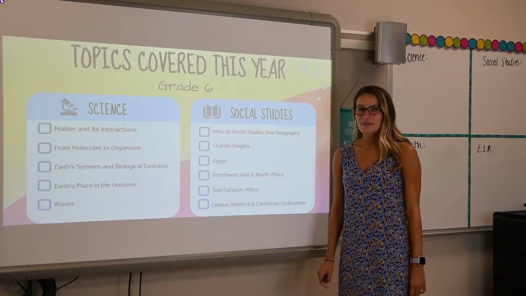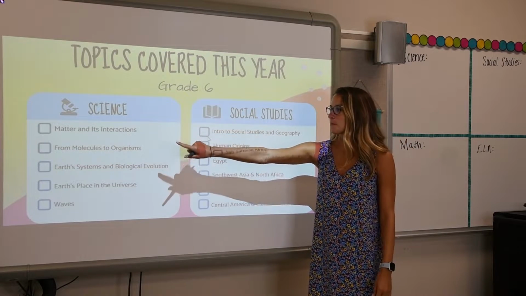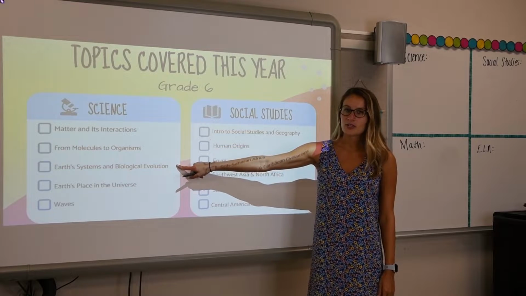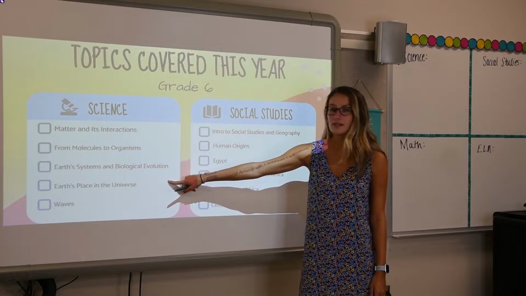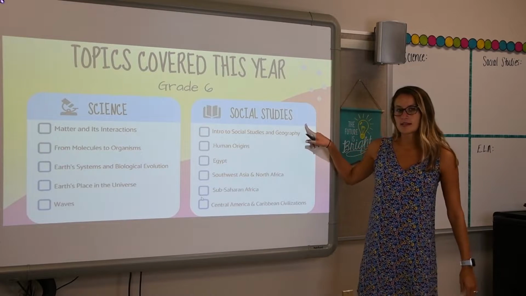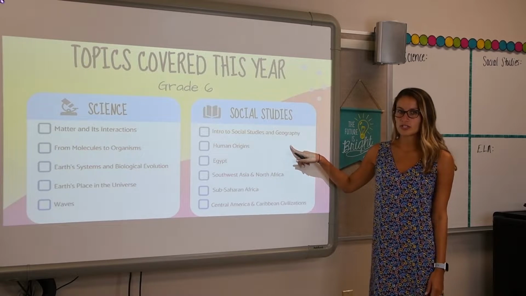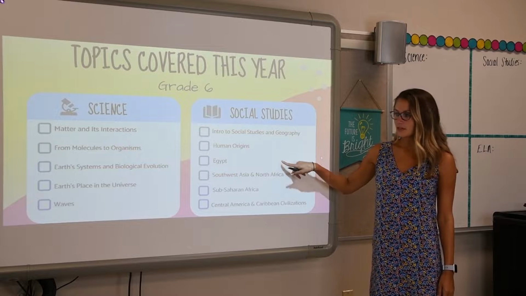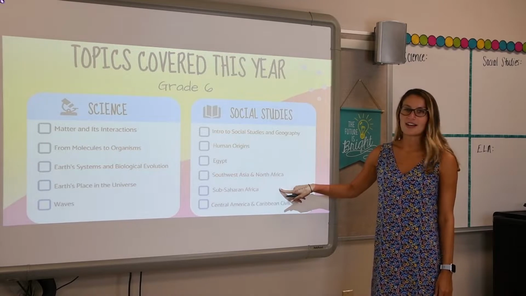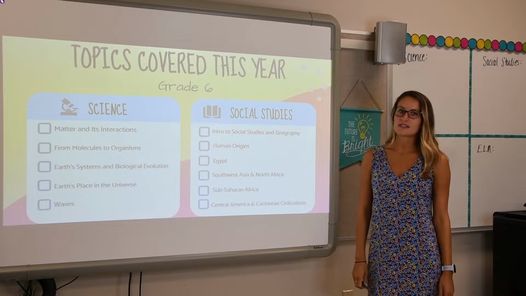All right, some topics that we're going to cover this year. In science, we are going to start with matter and its interactions, from molecules to organisms, Earth systems and biological evolution, Earth's place in the universe, and we're going to end the year with waves. In social studies class, we're going to start with an intro to social studies and geography, human origins, Egypt, Southwest Asia and North Africa, Sub-Saharan Africa, and Central America and Caribbean civilizations is how we'll end the year.